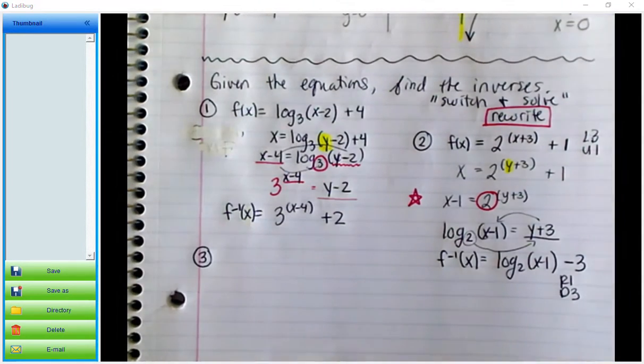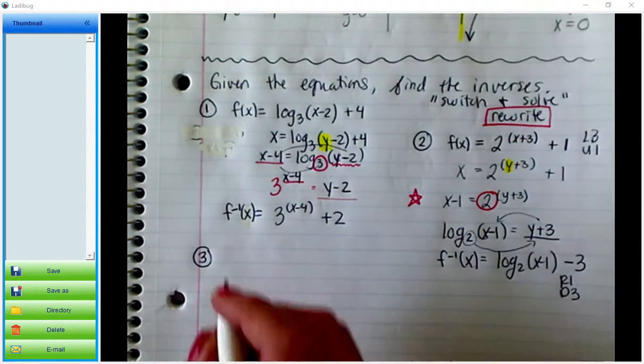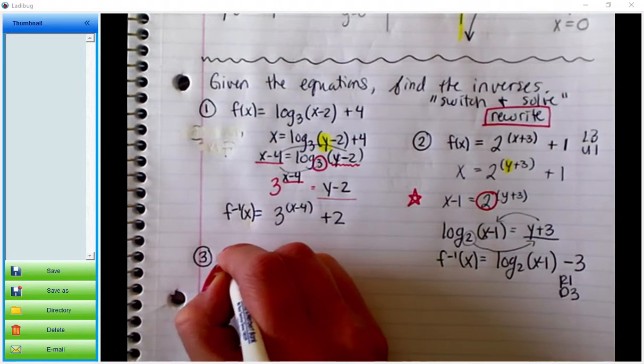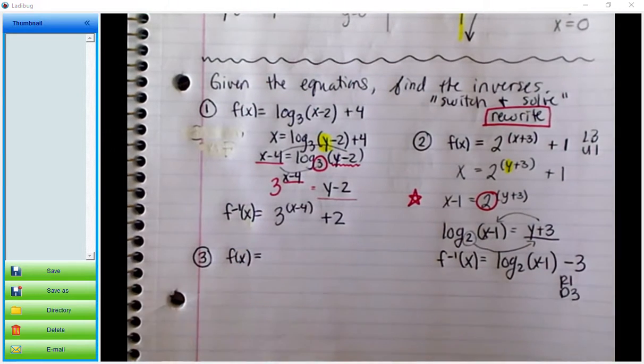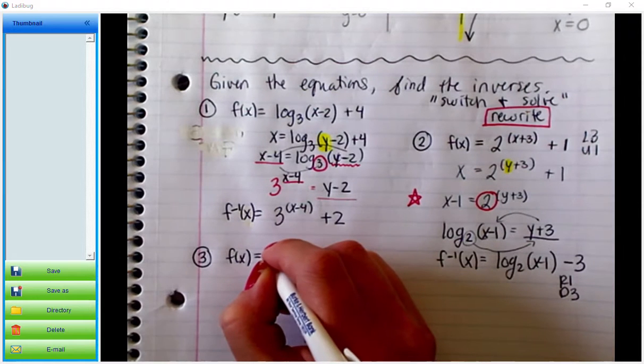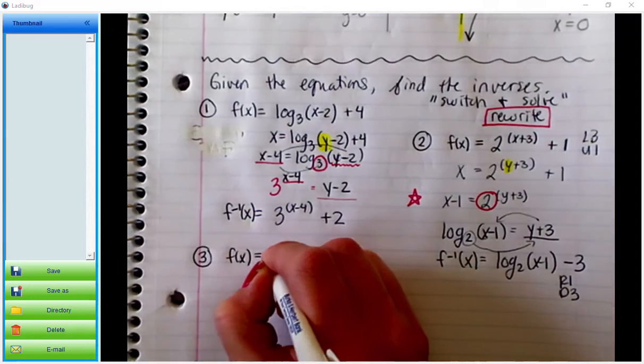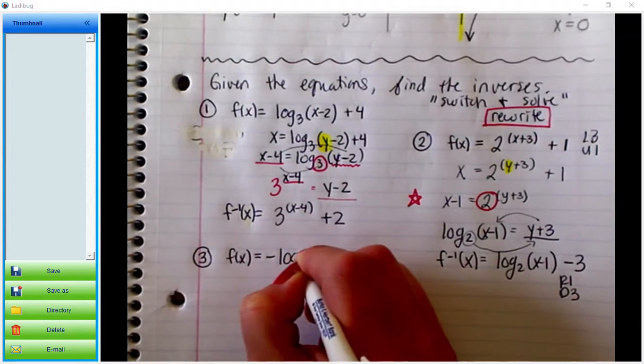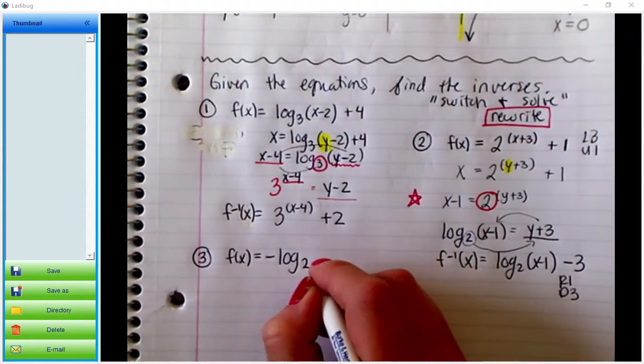Okay. Give this one a try. Okay. Negative log base 2.